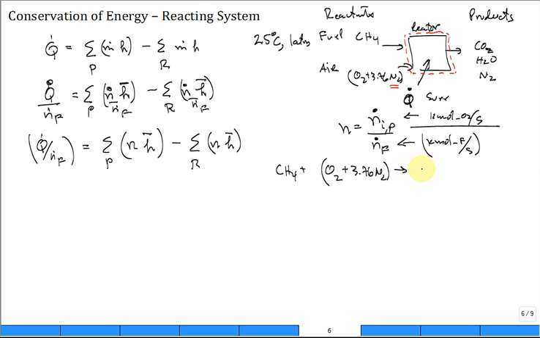How many CO2s do I have to have? 1. How many H2Os? Balance the hydrogen. How many H2Os? 2. You're getting better. Count up the oxygen on the right-hand side. 1, 2, 3, 4. 4 over 2. And then we have 2 times 3.76 N2. Did I balance that equation correctly?